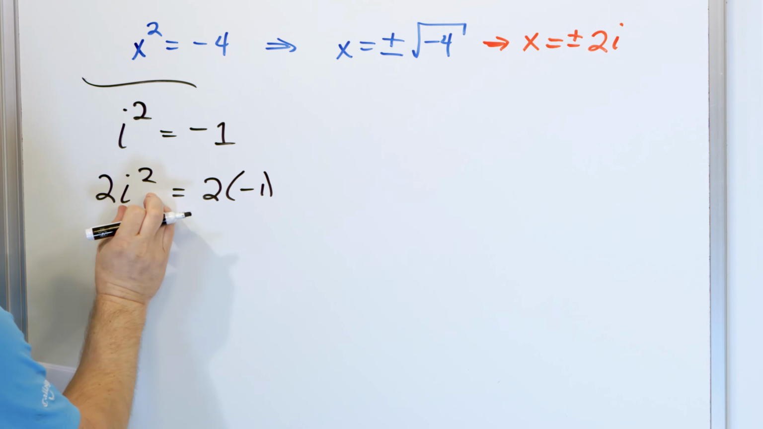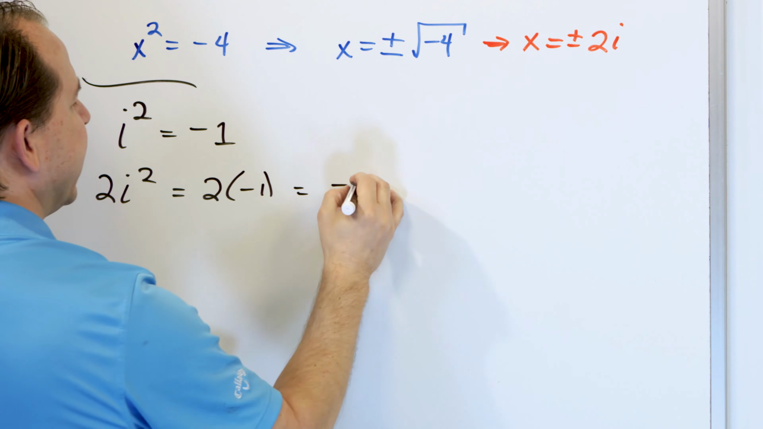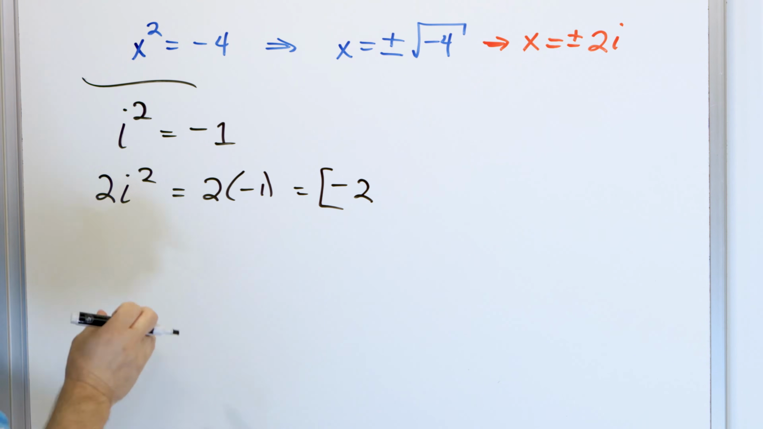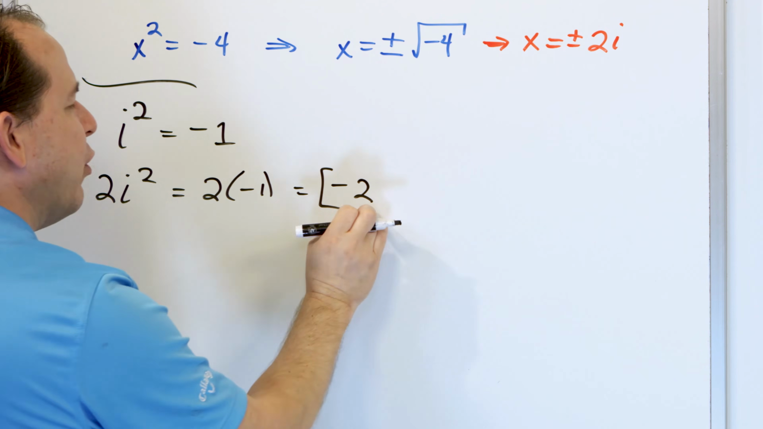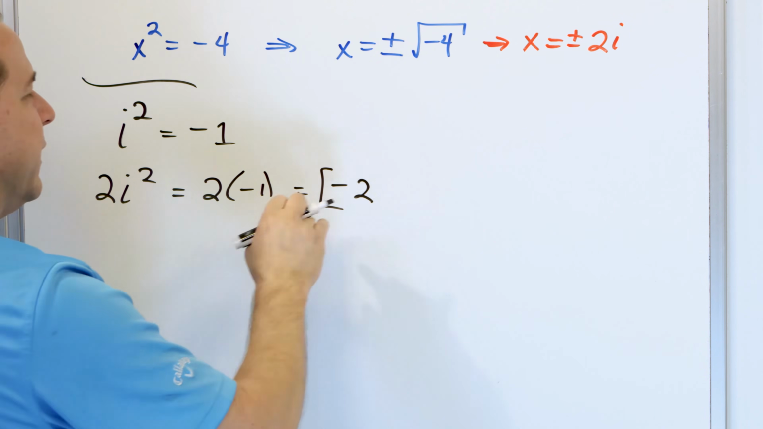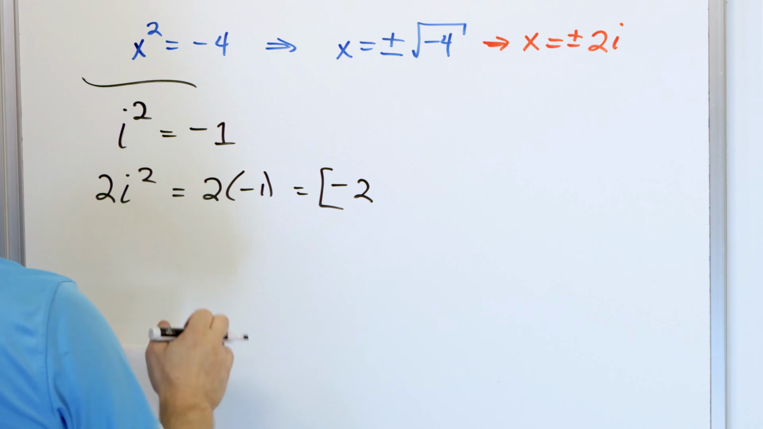So you just substitute for i squared negative 1, and the answer to this is negative 2. So you see what I mean, how you have two imaginary numbers multiplied together, but at the end of the day, you don't get an imaginary number back. You get a real number back, right? Same thing we got here.